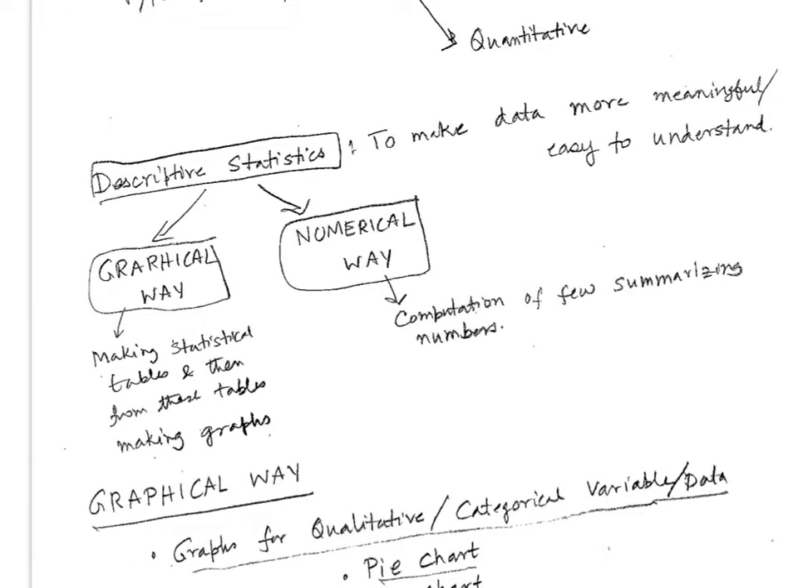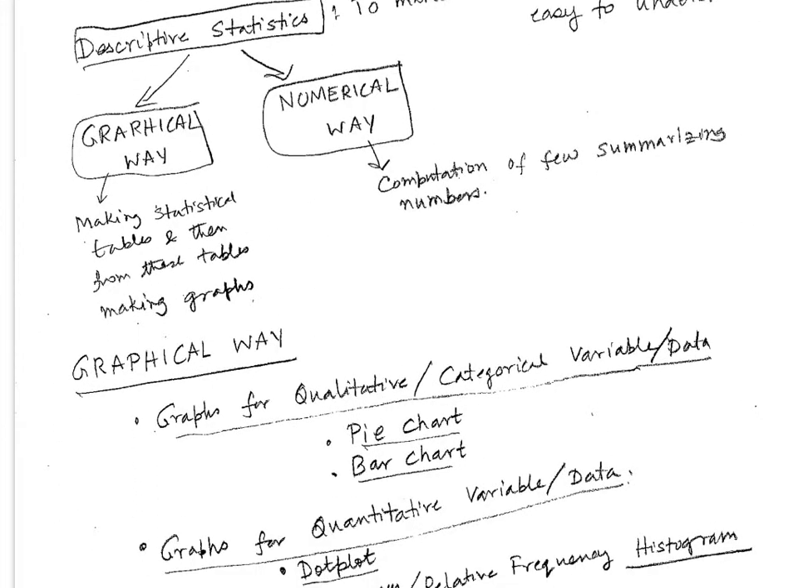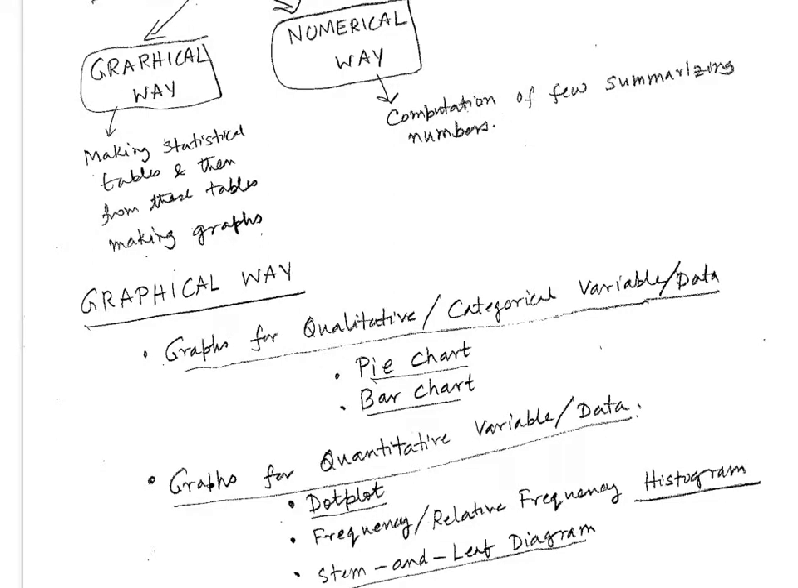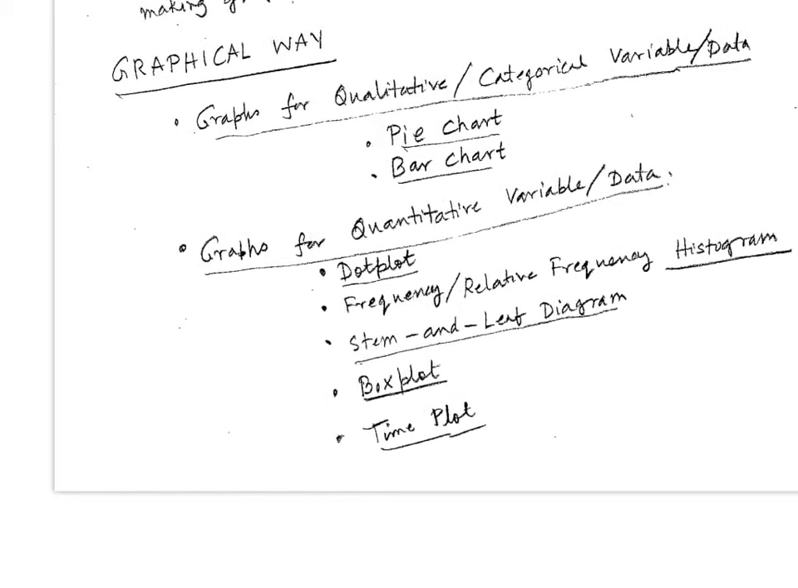Descriptive statistics is used to make data more meaningful or easy to understand, because if you have all the numbers, it may not make any sense. You have to make some meaning out of it to understand it. You have two methods: graphical way and numerical way. And graphical way is graphs for qualitative or categorical data, or graphs for quantitative data. You have read all these different methods, you can read through these.